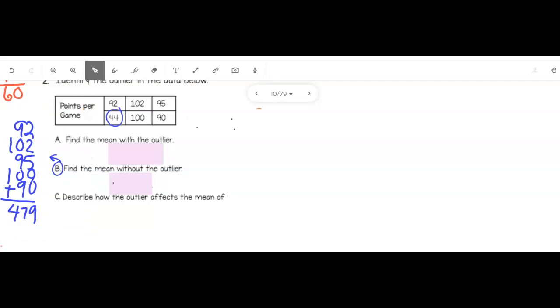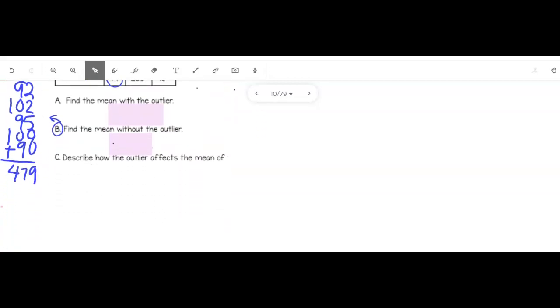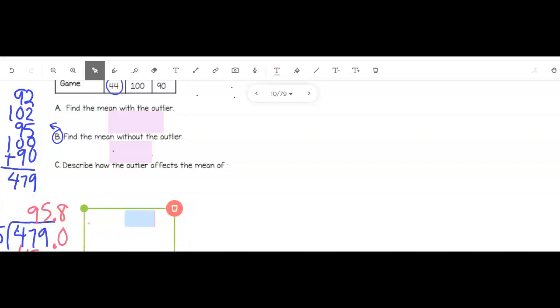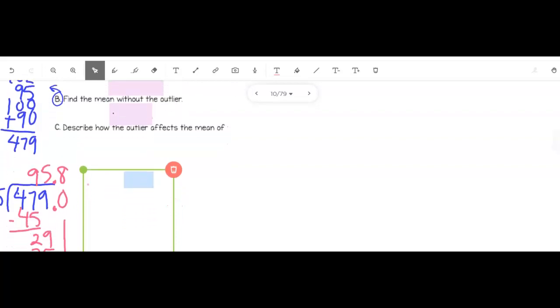That is without the 44. So with that 479, now we're going to divide by the number that was in the set. Well, we added 5 numbers together, so we're going to do 479 divided by 5. Let's set up that division.